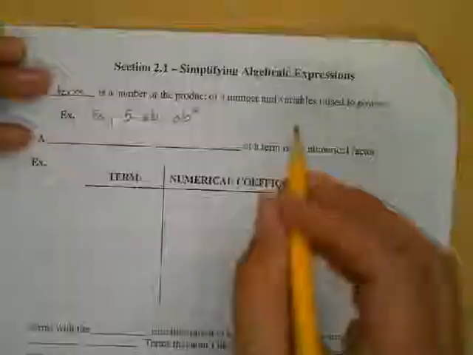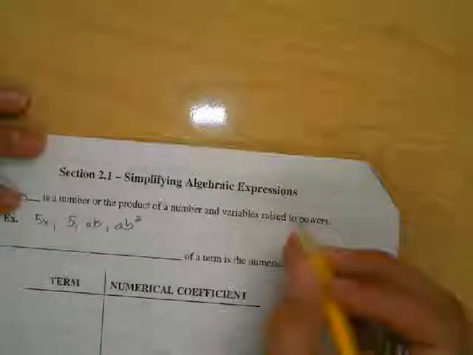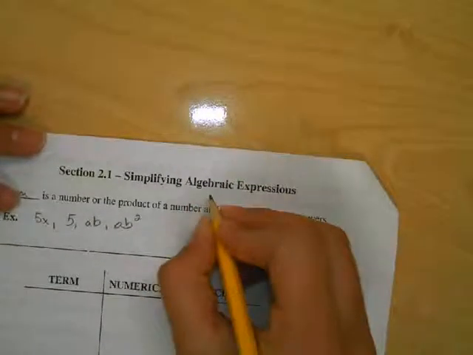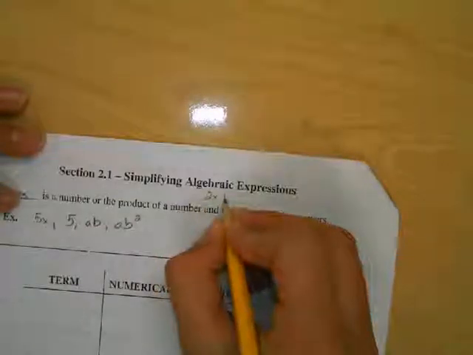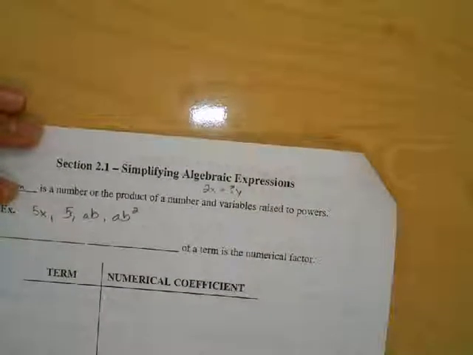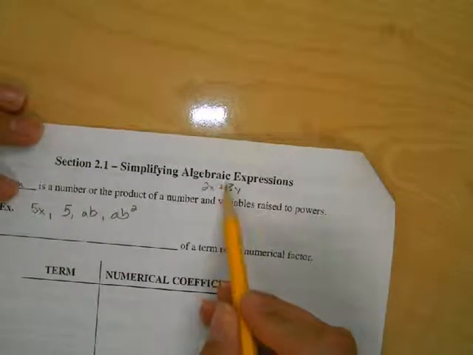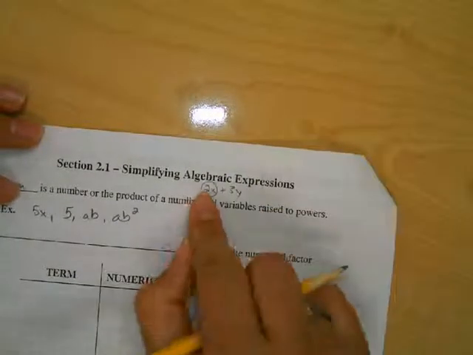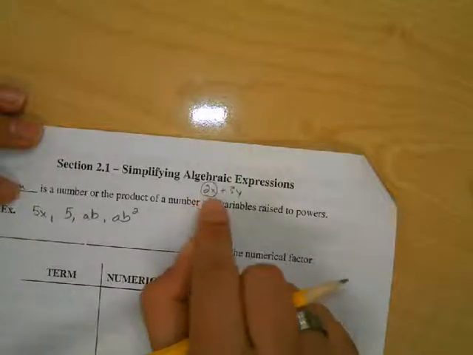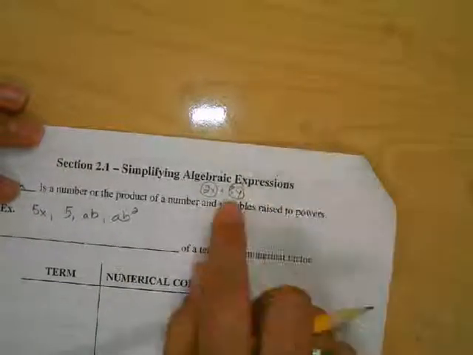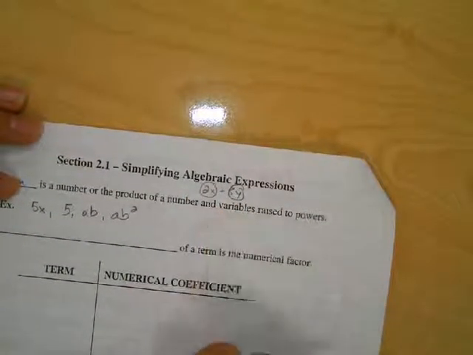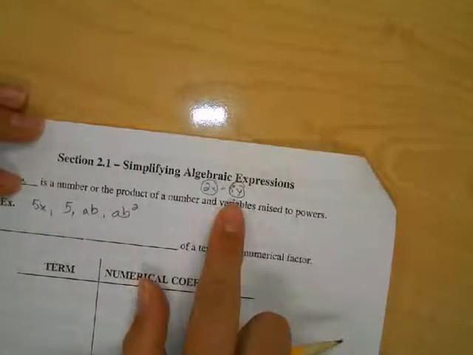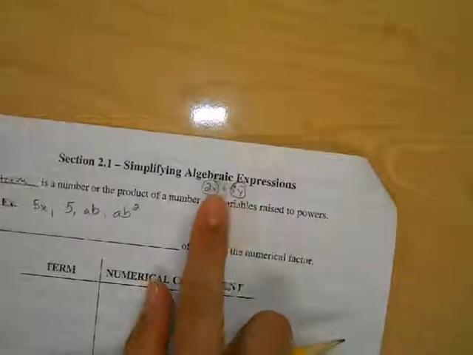What you don't see, and you don't have to write this down in your notes, but just to show you, if I had like 2x plus 3y, well, that plus is what separates my two terms. So this 2x makes one term because these are all multiplied, 2 times x. 3y would be another term. That's a positive 3y. So there's two terms up there, 2x and 3y.